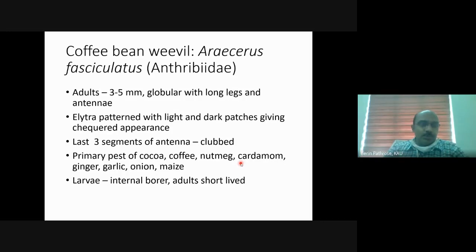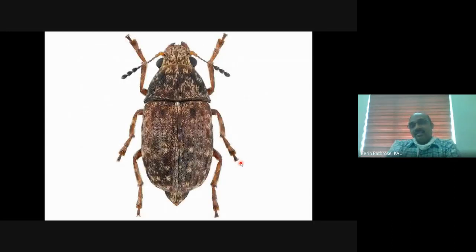So the insect which damages nutmeg is Araecerus fasciculatus. Its size is slightly bigger compared to Lasioderma and Stegobium, 3 to 5 mm. It's slightly bigger, globular with long legs and antennae. See this. In Lasioderma and Stegobium, I told you, the antennae are pretty small.